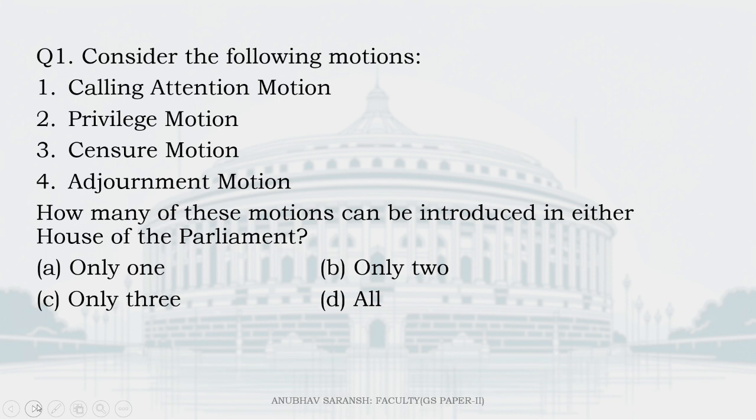Of course, we know motions like adjournment motion and censure motion can be introduced only in the Lok Sabha, whereas other motions like calling attention motion or a privilege motion can be introduced in either house, Lok Sabha as well as the Rajya Sabha. So, right answer is B, only two, that is 1 and 2, not 3 or 4.